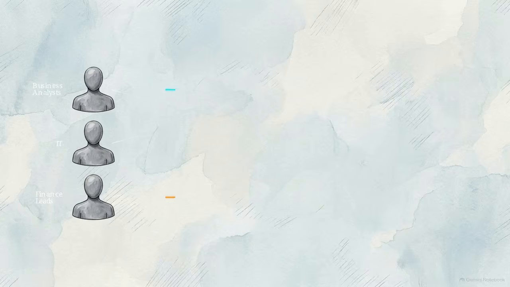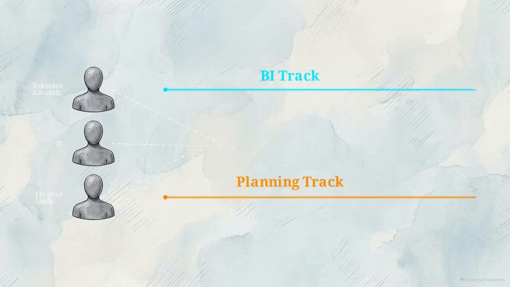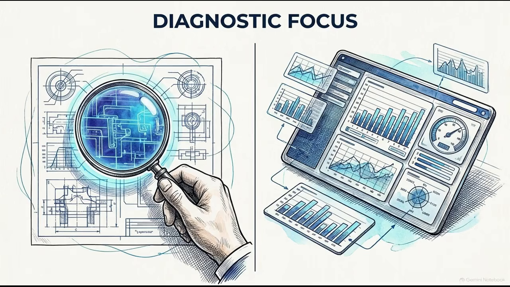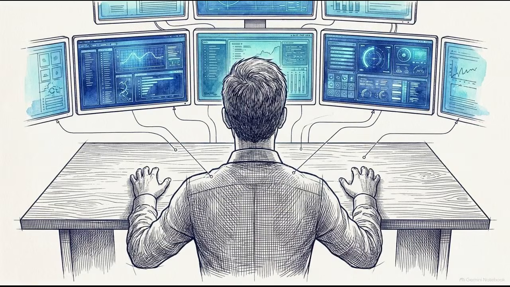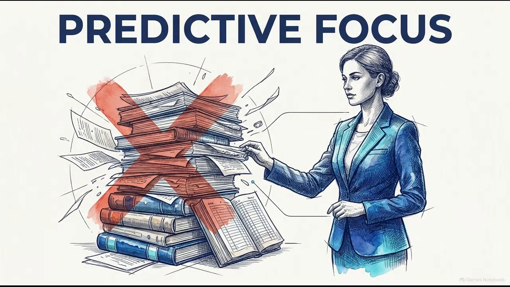With these two distinct paths defined, your next step is identifying which track your internal teams actually need to champion. Take the BI upgrader, usually business analysts and IT. They need to modernize legacy dashboards and deploy native AI to streamline reporting. Their trade-off is straightforward. They will achieve immediate diagnostic visibility across the enterprise, but they are only observing the business, not actively steering it.